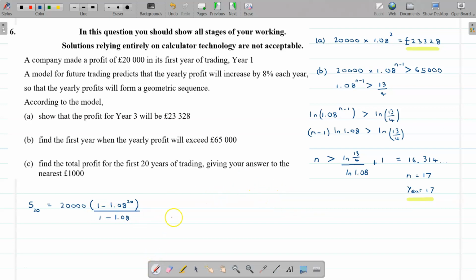And that comes to 915,000 to 3 significant figures, because it says to the nearest £1,000, which is that. And that's the answer.